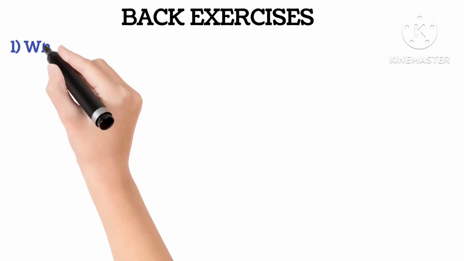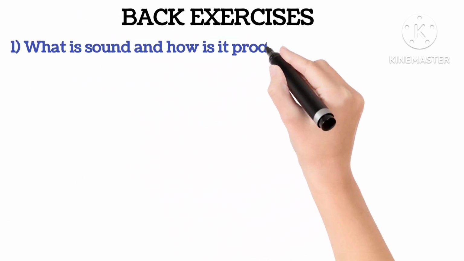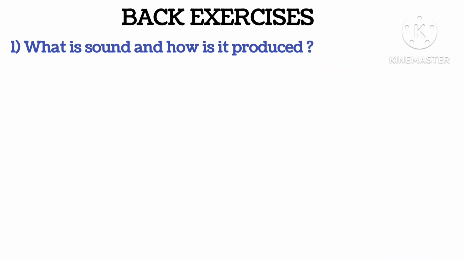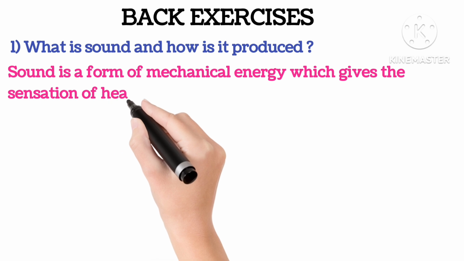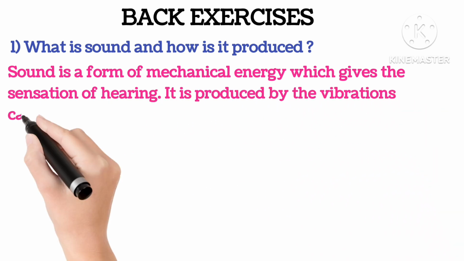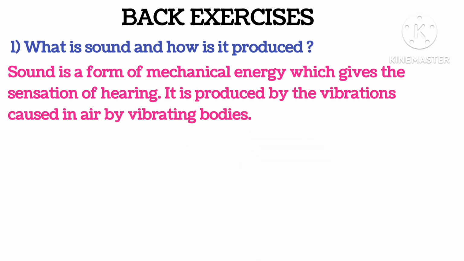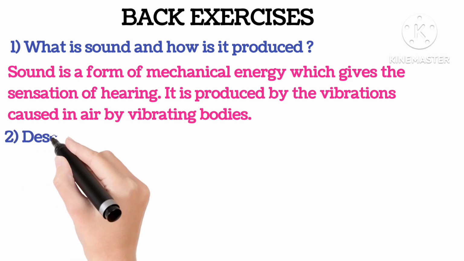Now back exercises. First is what is sound and how it is produced. Sound is a form of mechanical energy which gives the sensation of hearing. It is produced by the vibration caused in air by vibrating bodies.